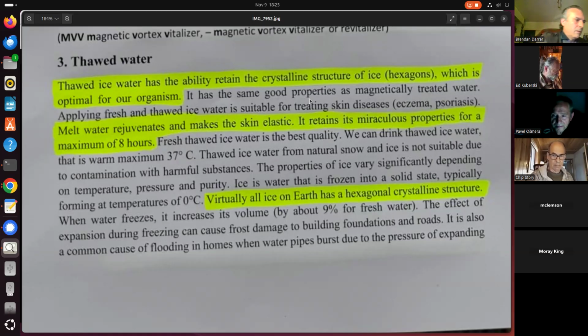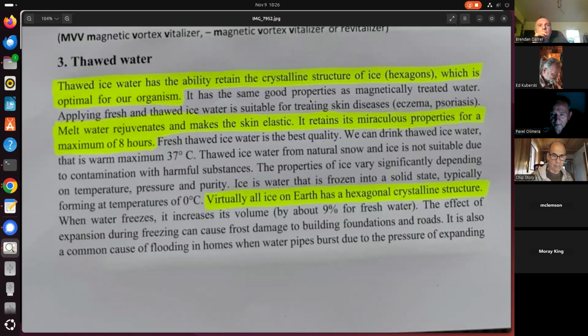Now that part I did not know. Meltwater rejuvenates and makes the skin elastic. It retains its miraculous properties for a maximum of 8 hours. Fresh thawed water is the best quality. Yep. We can drink thawed ice water that is warm, maximum 37 degrees Celsius. Thawed ice water from natural snow and ice is not suitable due to the contamination with harmful substances.